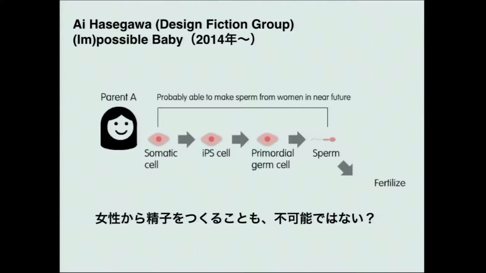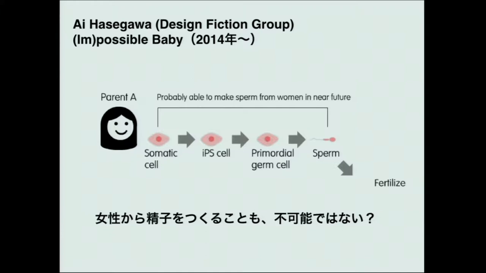A man's somatic cell can be changed into an iPS cell. That can become a heart cell or a neural cell. It can be made into various types of cell. The skin cell can be made into an iPS cell. And using that technology, a woman's cell can be made into sperm, or a man's cell can be made into an egg cell.